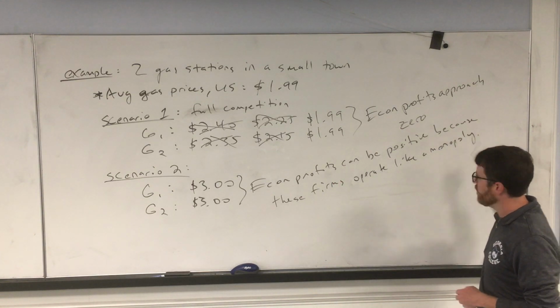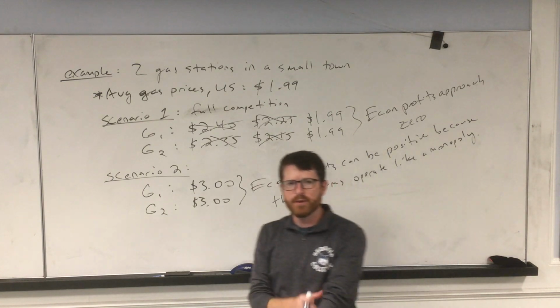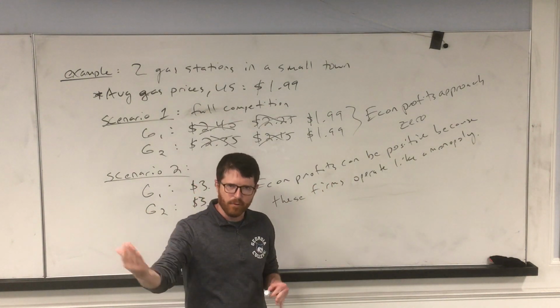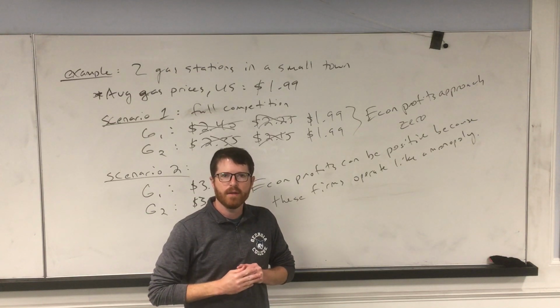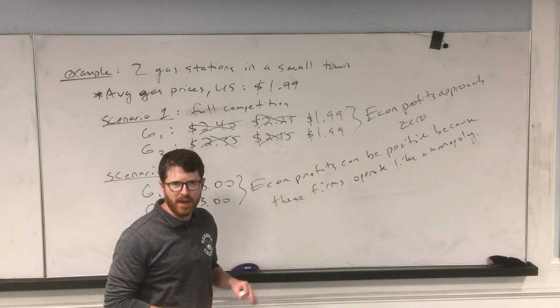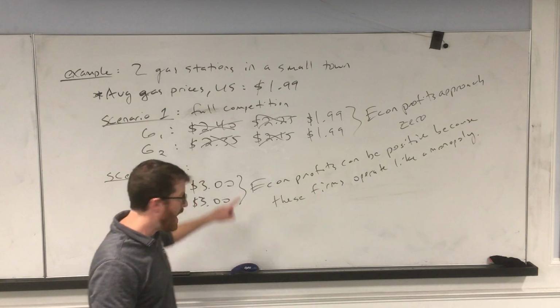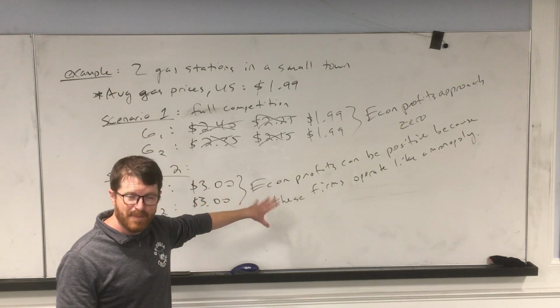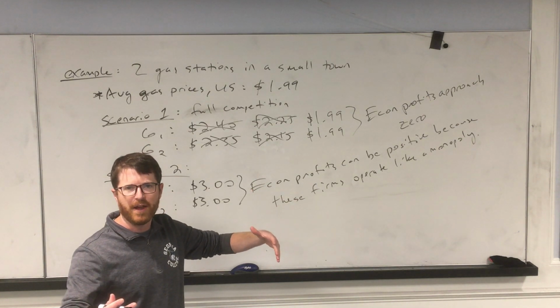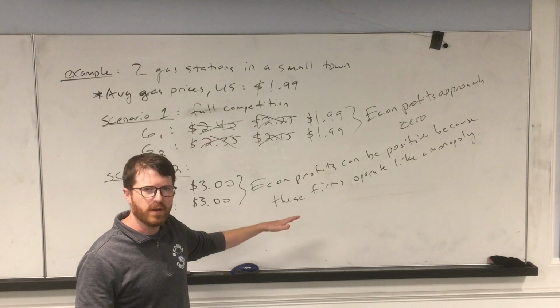What do monopolies do? Relative to perfectly competitive firms, what do monopolies do? They raise the price and they reduce their quantity, right? They become price searchers. And these firms are now acting as if they are price searchers. I bet you've seen this before, right? I bet you've seen a couple of gas stations that have really high prices in a small town. It's probably because they've been talking to one another.